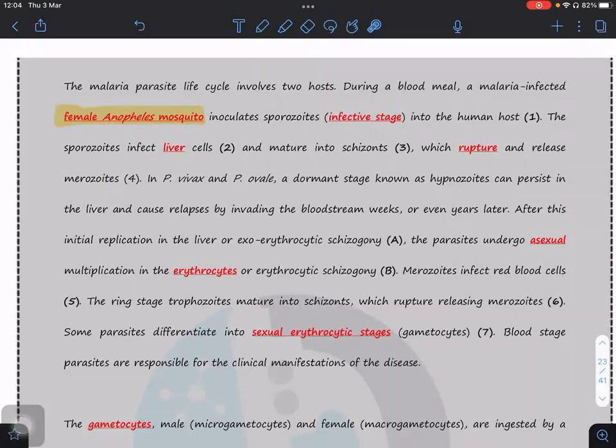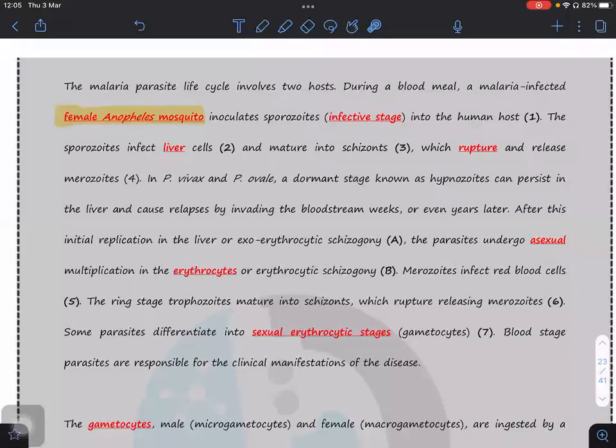But no need to worry about those I didn't highlight. In P. vivax, a dormant stage known as hypnozoite can persist in the liver and cause a relapse by invading the bloodstream weeks or even years later. After this initial replication in the liver, or exo meaning outside, the erythrocytic schizont stage: the parasite undergoes asexual multiplication in the erythrocytes.